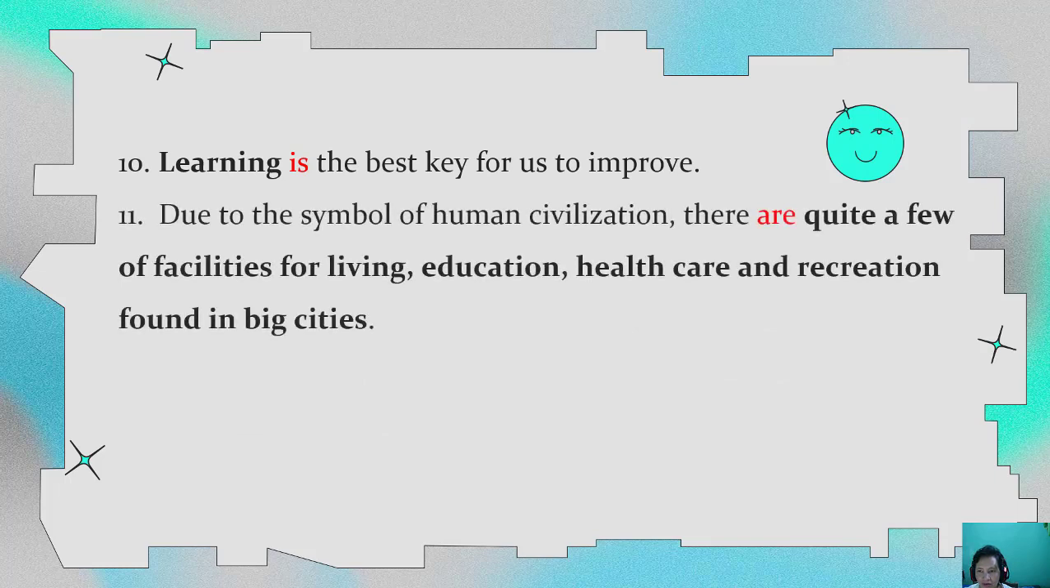Learning is the best key for us to improve. Learning is the best key. Is it present continuous? Of course not, because the position, the structure is different. If you have present continuous, you will have it like this: She is learning. So there is a subject. But here, learning functions as the subject. So the verb functions as the subject.